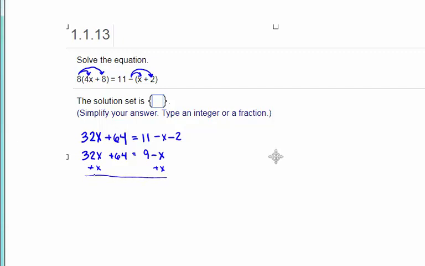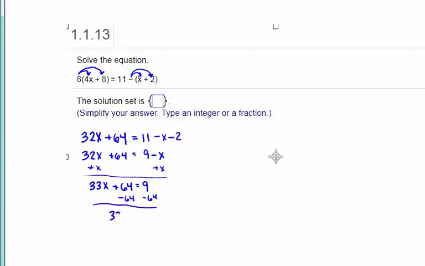So 32 and 1 make 33x. We're just going to drop our 64 down. And we have a 9, and then this minus x and this plus x cancel out. Remember, your goal is to get everything that has an x on one side and everything that doesn't on the other. So the next thing I need to move is this 64, and I'm going to subtract it off.